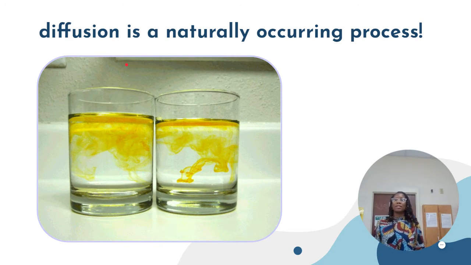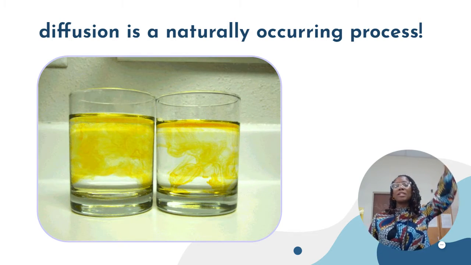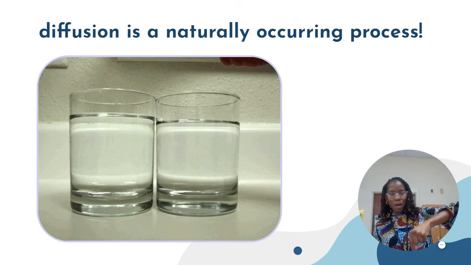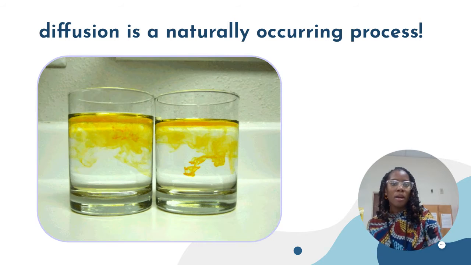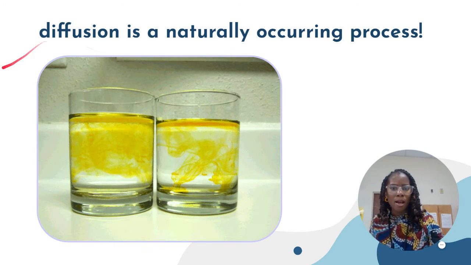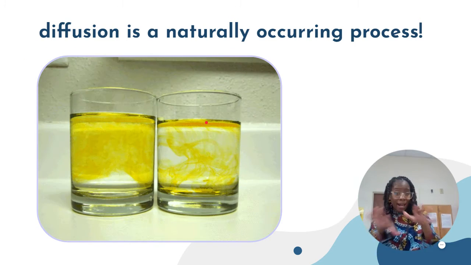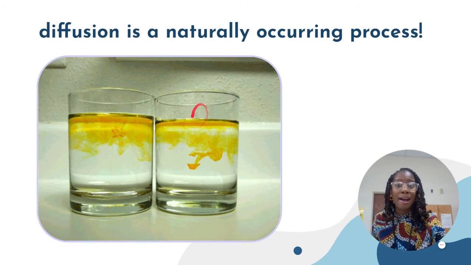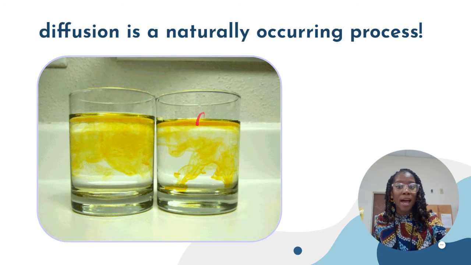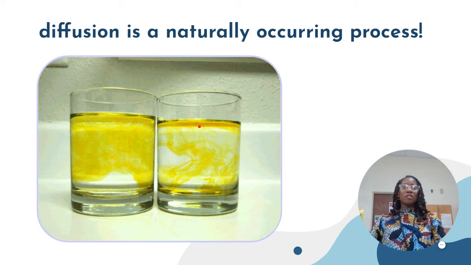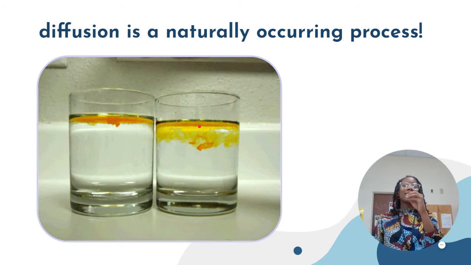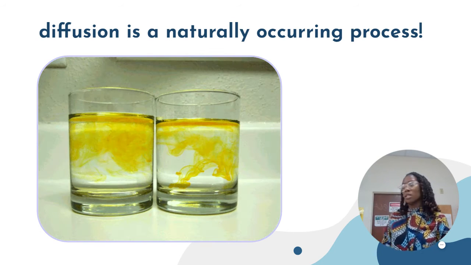Okay, here's what it might look like. In this experiment, someone took food coloring and put a drop of it into the water at the very top. But obviously, we know that it doesn't just stay up at the top, right? It's going to spread out. It's going to go from that area of high concentration where it first was dropped off, and it's going to spread out to areas of low concentration. That is a naturally occurring process known as diffusion.